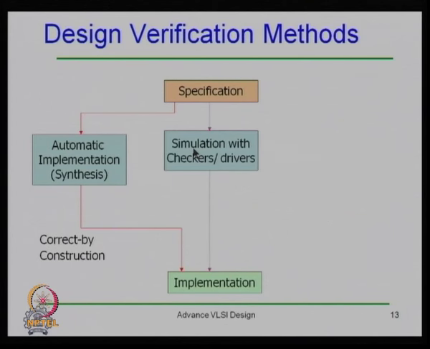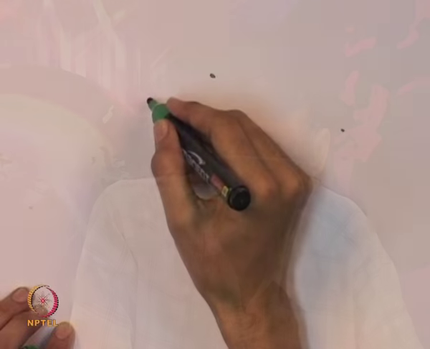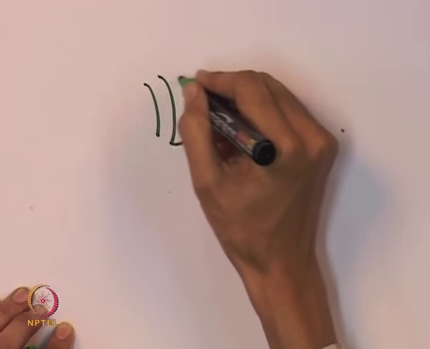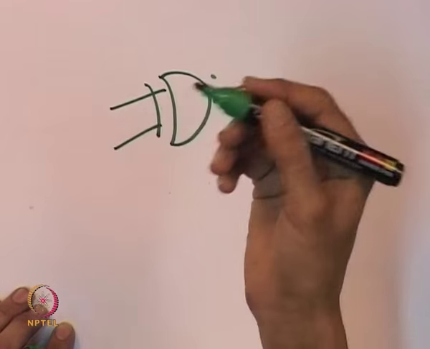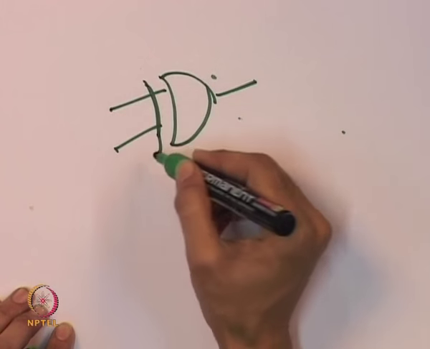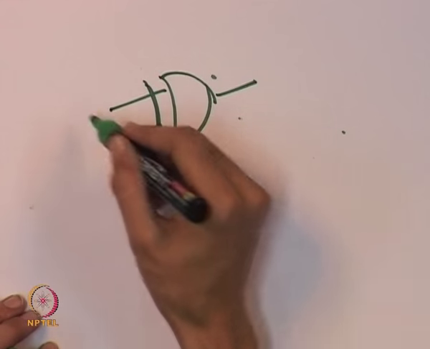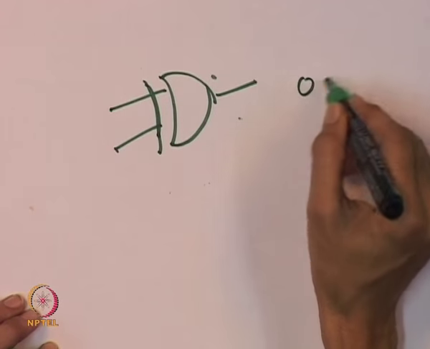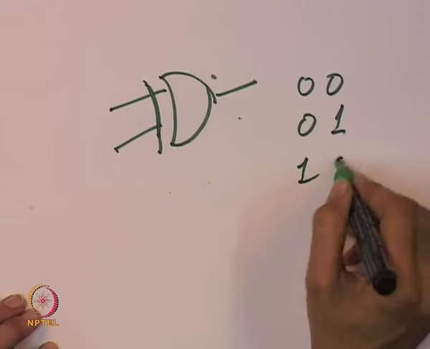One of the options is that you have to simulate your design. What does simulation mean? I can simply say that you implement, say, one XOR gate. There are several possible inputs. If it is a two-input XOR gate, the input can be 00, 01, 10, 11.